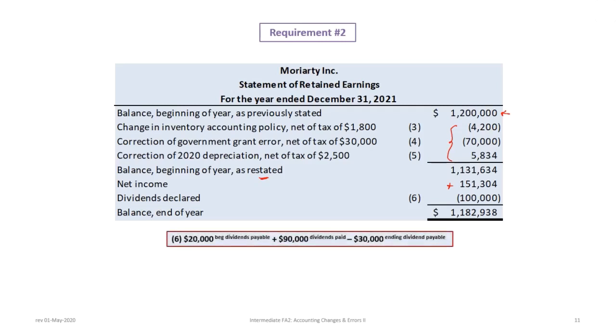Now, how we figure out dividends declared is we can reconstruct the T account for dividends payable. We have a beginning balance of $20,000. We know that the dividends paid were $90,000, and we know that we have an ending balance of $30,000. That means we had to have declared $100,000. So 20 plus 100 is 120 minus 90 is 30. So that's how we end up with $100,000 dividends declared. Our retained earnings balance at the end of the year is $1,182,938.